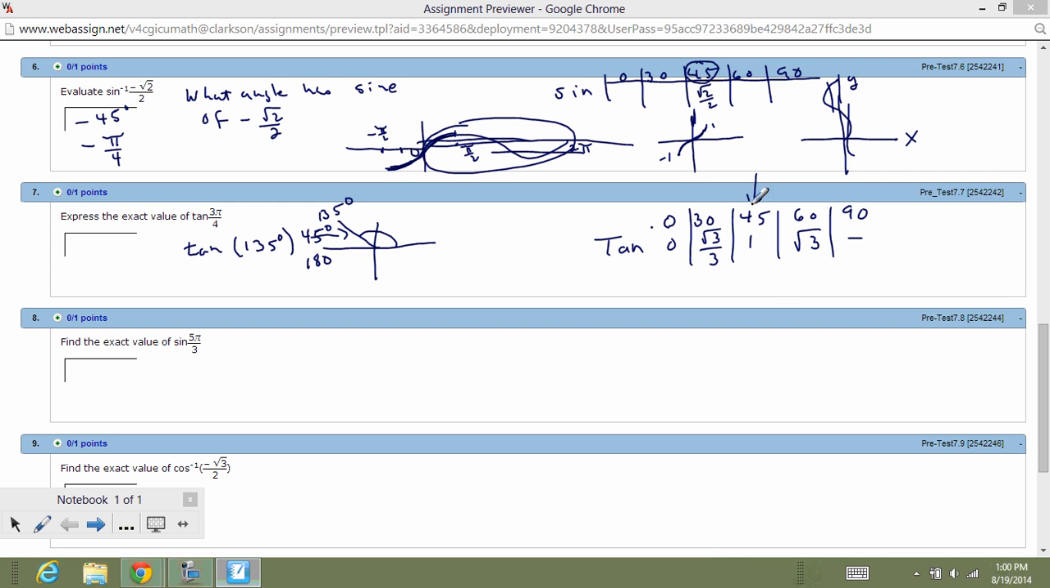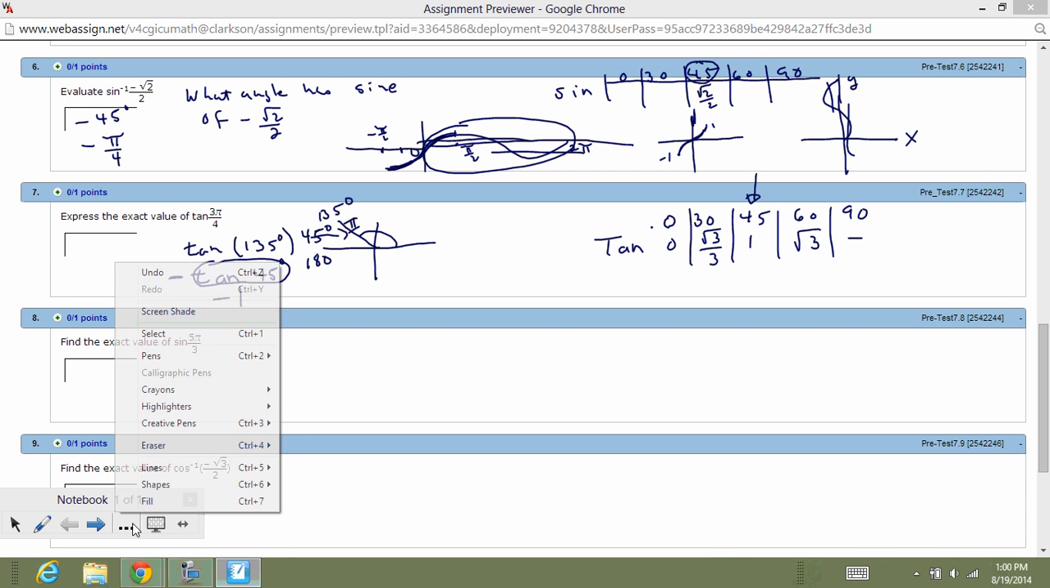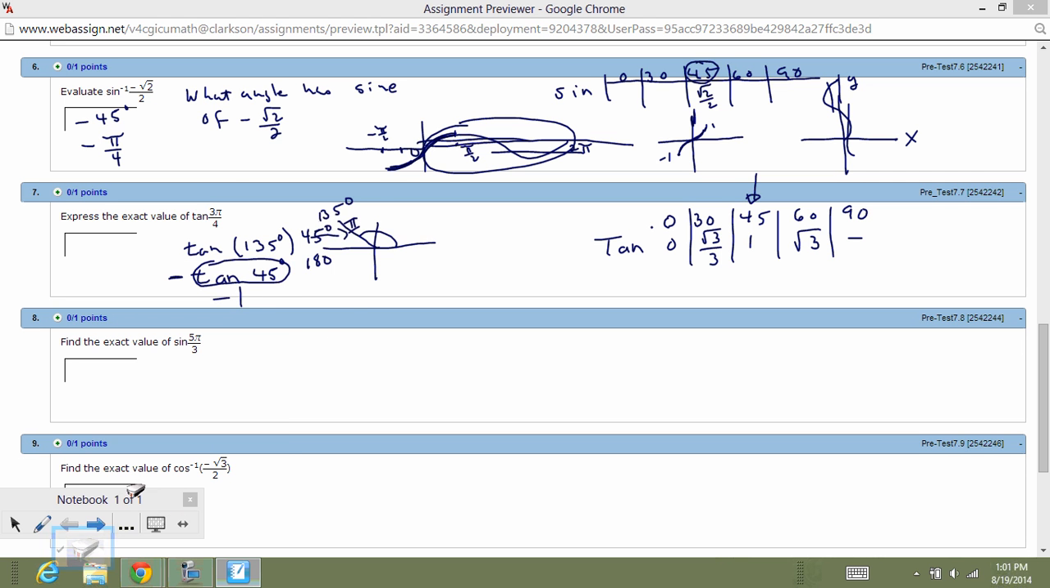Well, the reference angle is 45 degrees, so the tangent of 135 degrees is going to be the same as the tangent of 45 degrees, except that we're in the second quadrant, and in the second quadrant, we know the tangent has to be negative. So the final value will be negative 1. That is to say, the tangent of 45 degrees is 1, and we know it's negative because we're in quadrant 2 right here. So there's another example of how those evaluations are done.